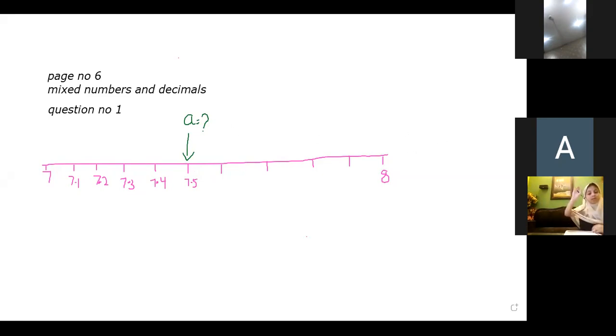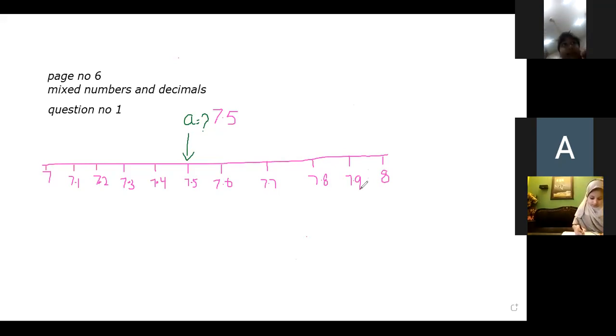Anyone can tell? Raise your hand. Yes, Shajia. 7.5, beta. Very good. I found the value of A. My A is standing on 7.5. Very good. After 7.5, what comes? After 7.5 comes 7.6, 7.7, 7.8, then 7.9. And after 7.9, if I add one more, it will be 7.10.